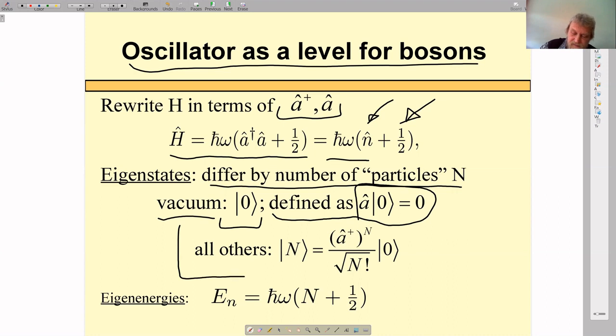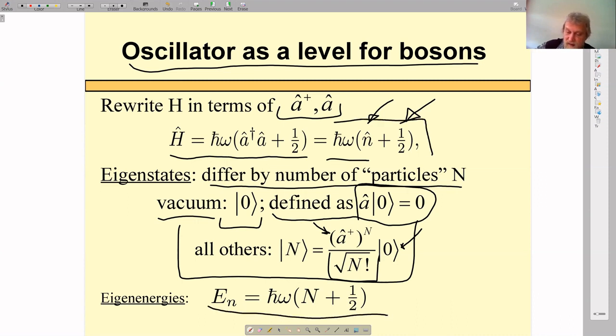All other states can be made starting from vacuum by creating the number of particles needed. This is the normalization factor. The eigenenergies of the oscillator, well, here they are. It's basically what I have here. N is the quantized number of particles. Good, that was the oscillator as a level of bosons. Fine.